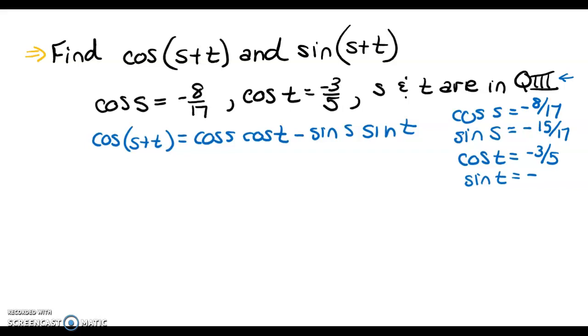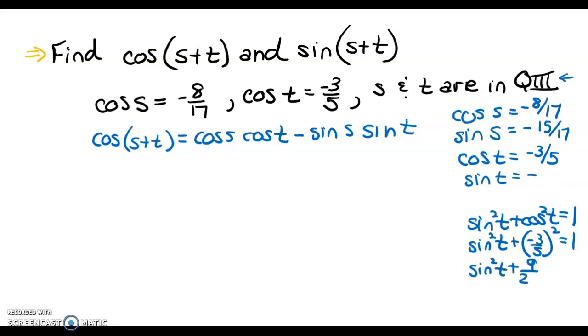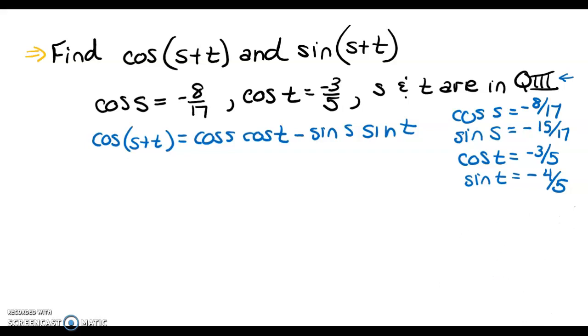So now how about cosine of t, sine of t? Well, sine squared t plus cosine squared t equals 1. Sine squared t plus negative 3/5 squared equals 1. Sine squared t plus 9/25 equals 1. And then sine squared t equals 16 over 25. So when I take the square root of that, and remember that it's in quadrant 3, I get negative 4/5. And that's a 3, 4, 5 triangle. So I'm going to erase this work. You should leave it on your homework.